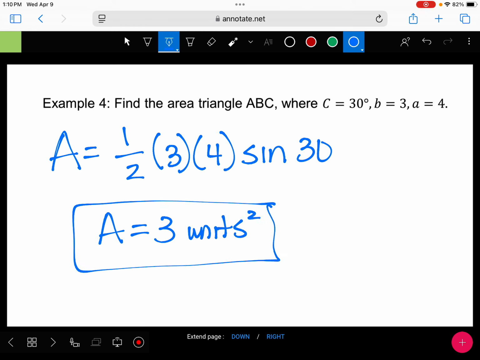Now, 30 is actually on our unit circle. And I don't know if anybody remembers what the sine of 30 is. It's 1/2, which is why you don't get a decimal for this one, because we actually have an angle that falls on our unit circle.